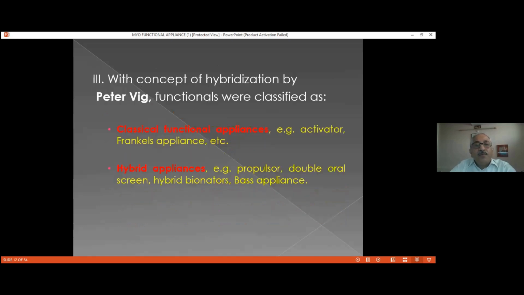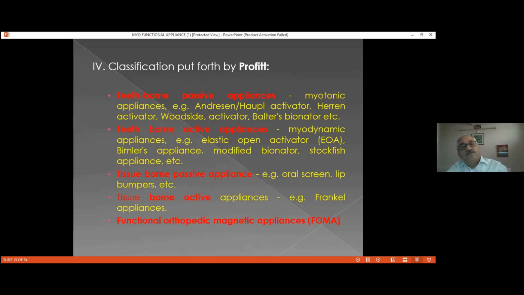With the concept of hybridization, which was given by Peter Wick, functional appliances can be further classified into classical functional appliances, similar to those given by Andresen, Haupl, Petrovic, McNamara, and so on. And there are hybrid appliances like propulsors, double oral screens, hybrid bionators, and Bass appliances. These are modifications of the functional appliances. Now, the classification put forward, which was the latest and most accepted, is by Proffit.